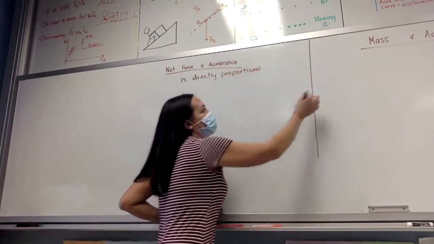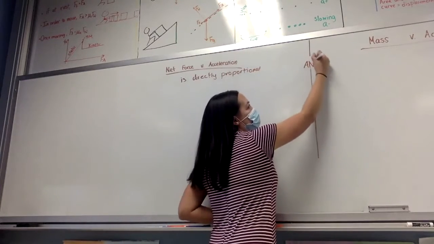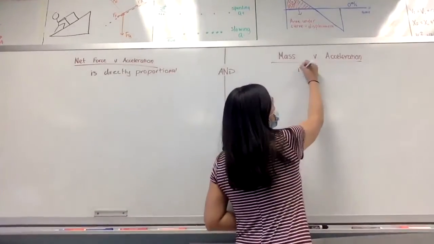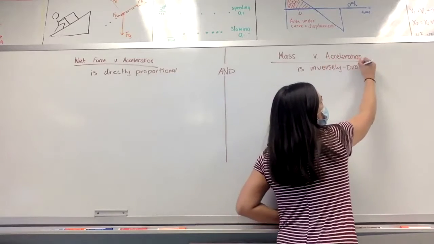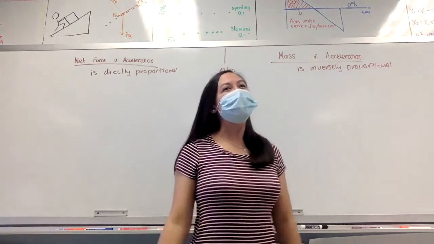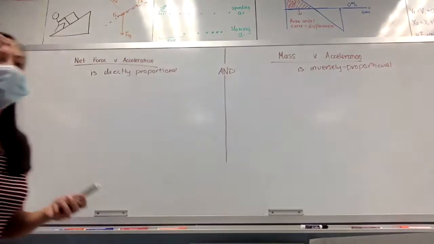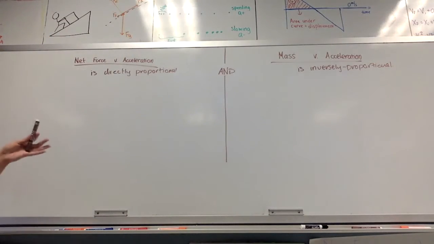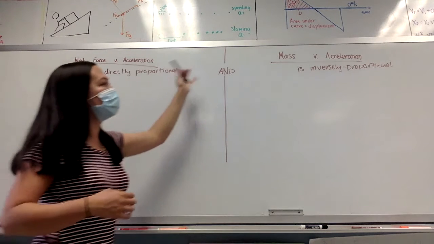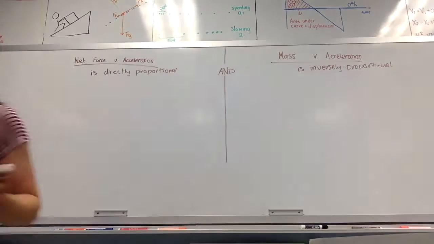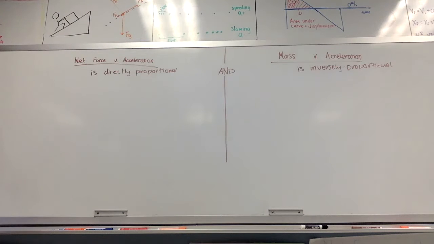Second half of the law, mass versus acceleration is inversely proportional. There's a reason that no one says this as a nice, catchy statement, because all in all, if I had to read Newton's second law in words, it would read net force and acceleration are directly proportional, and mass versus acceleration are inversely proportional. But that's just making observations about things you probably realized in your normal life anyways.